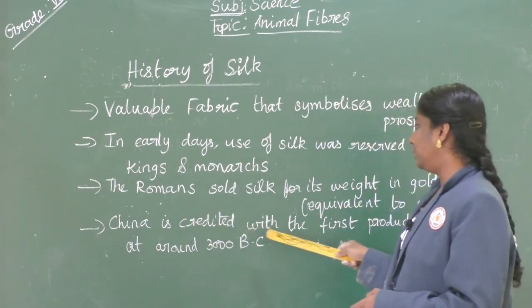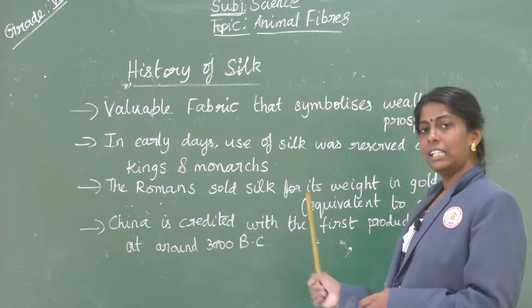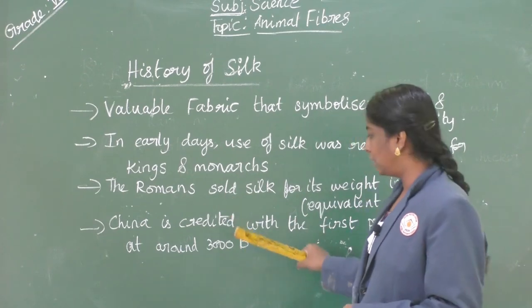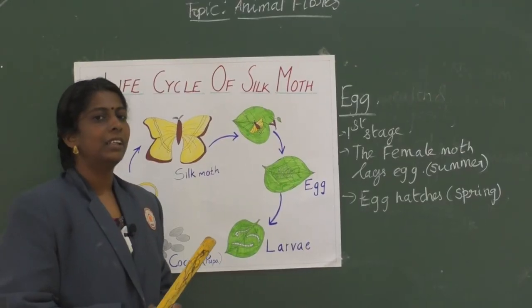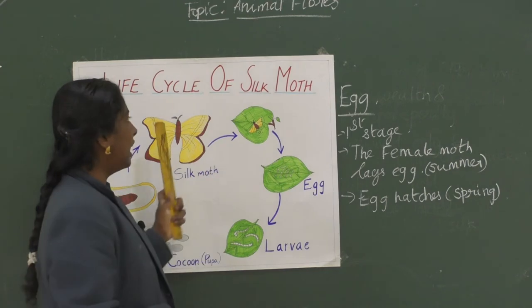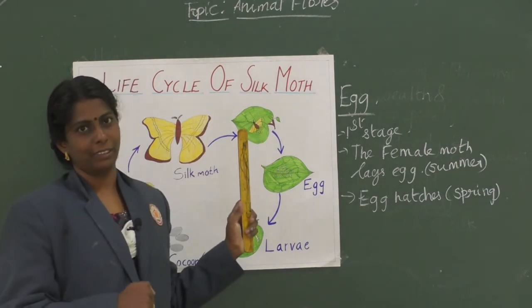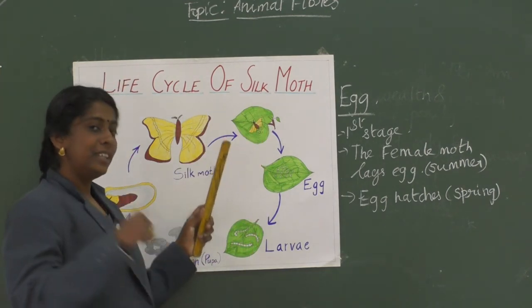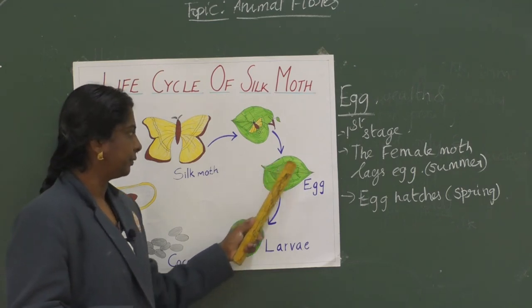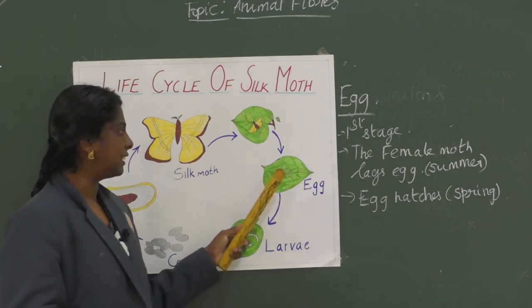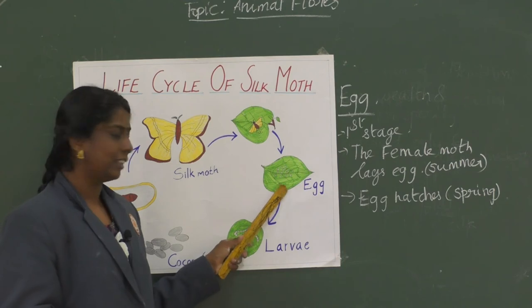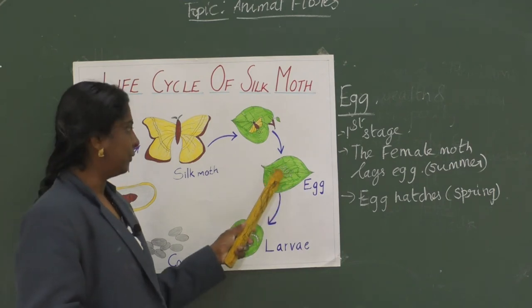China is credited with the first production of silk at around 3000 BC. Yes, children, now we are going to learn about the life cycle of the silk moth. The first stage is egg. You can see here mulberry leaves, eggs are there. Is it clearly visible?